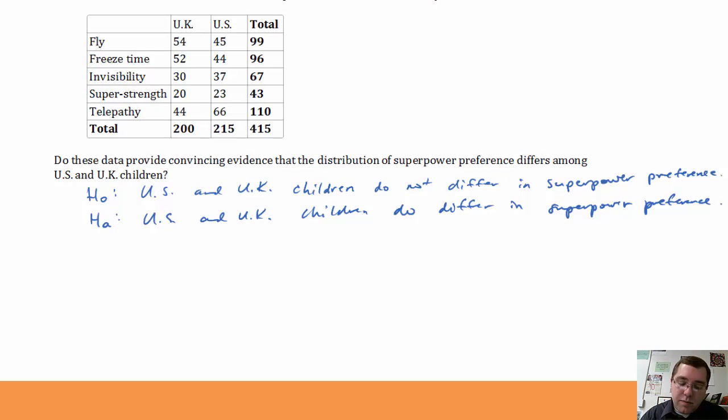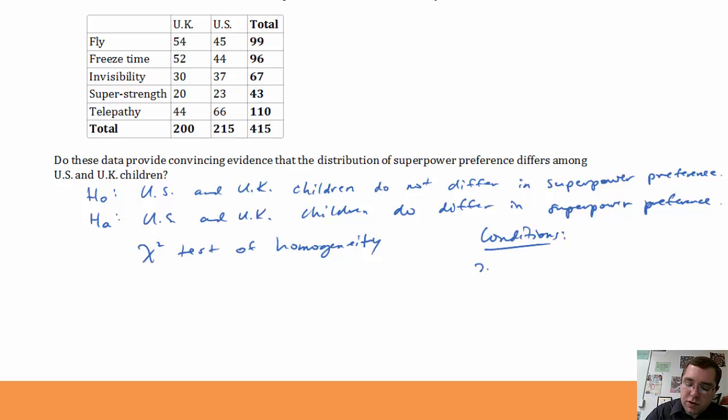So if we look at the table, those numbers are not the same in each row for the UK and the US. Are they far enough apart to say that they are actually in reality different? Certainly they're different for these two samples. But are they different for the entire populations? So we are going to run a chi-squared test of homogeneity.